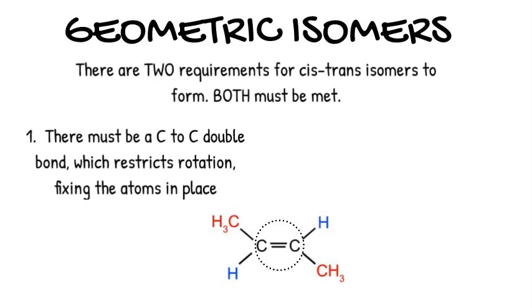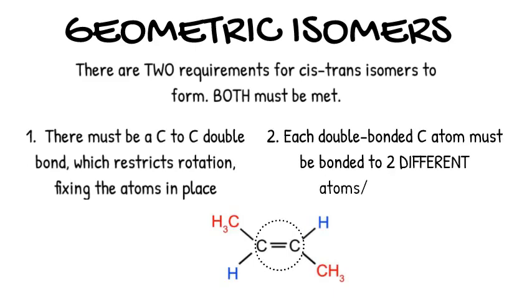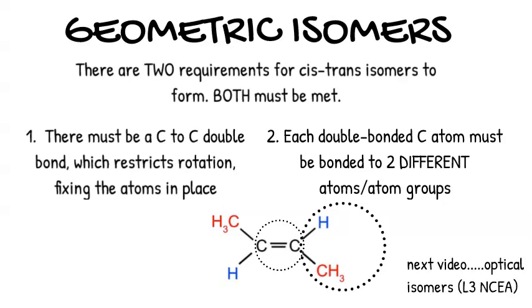The second requirement for cis-trans isomerism is that each double bonded carbon must be attached to 2 different atoms or atom groups. Here you can see each double bonded carbon is bonded to a hydrogen and a methyl group. So but-2-ene meets all the requirements for cis-trans isomerism. In the next video, we'll look at the level 3 version of isomers, which is optical isomers.